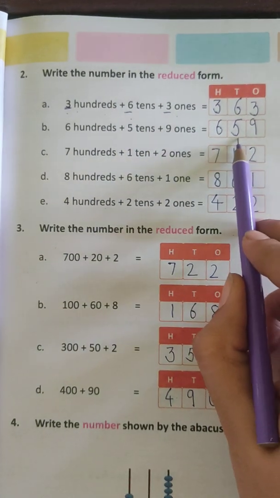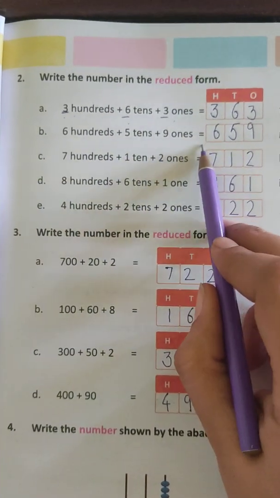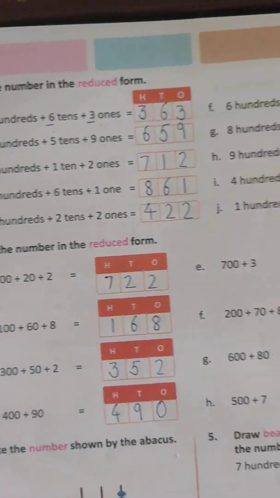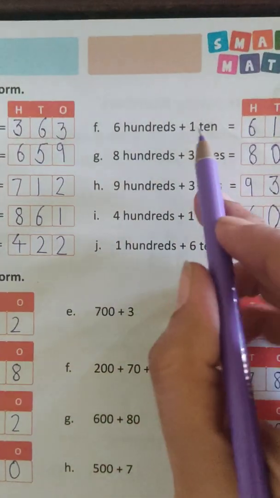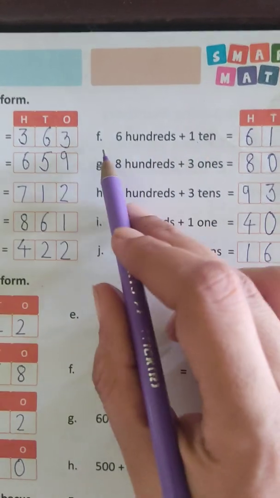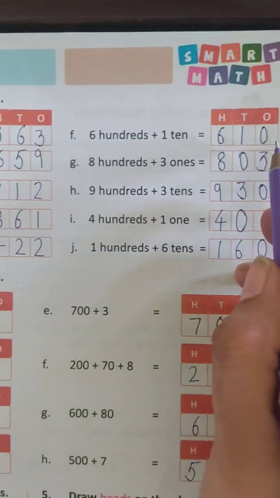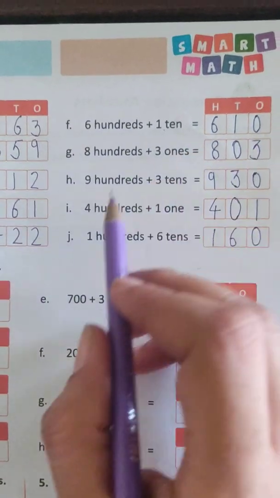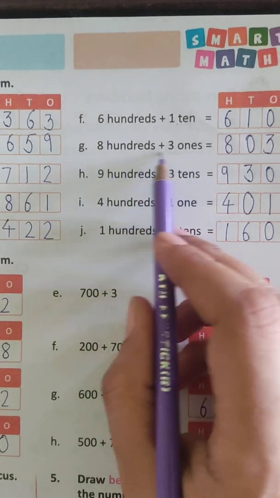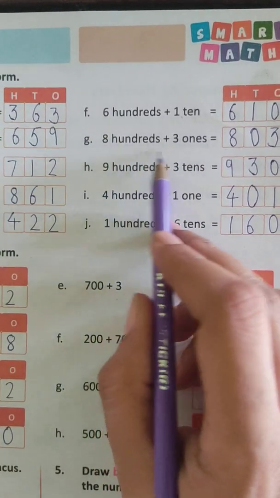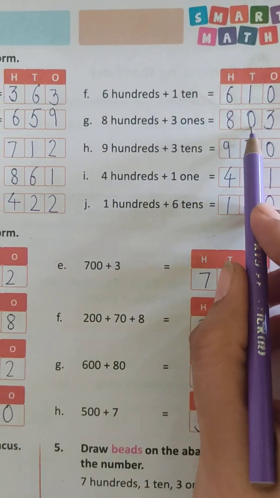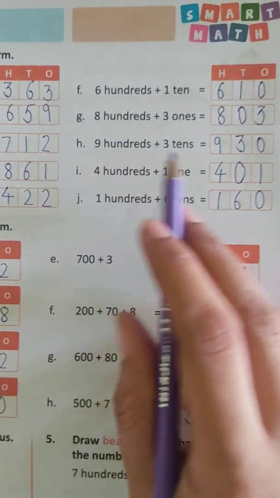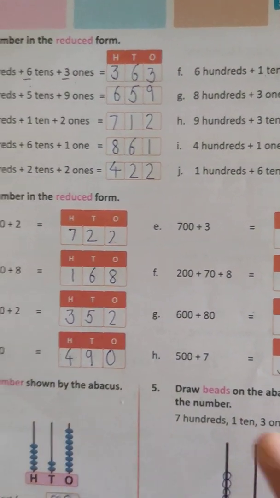5 tens means 5 is lying at tens place. 9 ones means at ones place it is 9. But students, there occur a few cases, just like in this case, there is no ones place. There is no ones place in F part, so we will simply put 0 there. Similarly, we do not have a tens part in G part. There is no tens digit, so we will put 0 at tens place here. So this is the way of doing the reduced form.